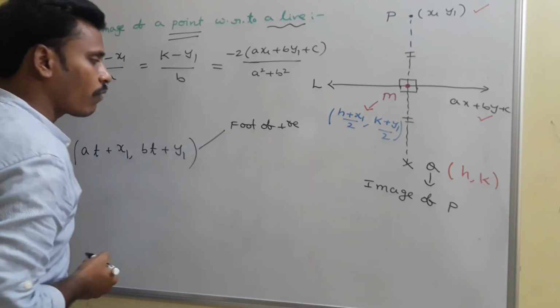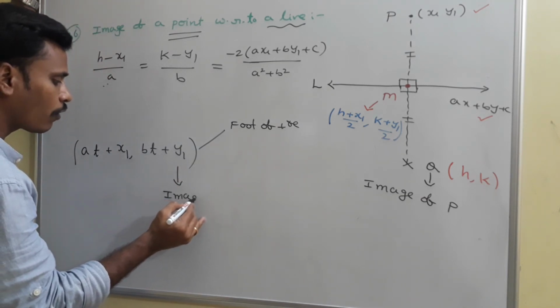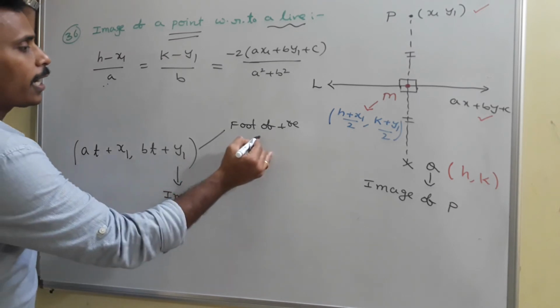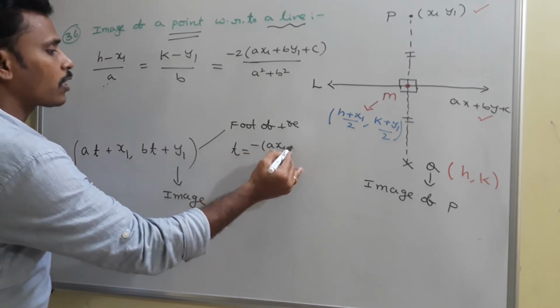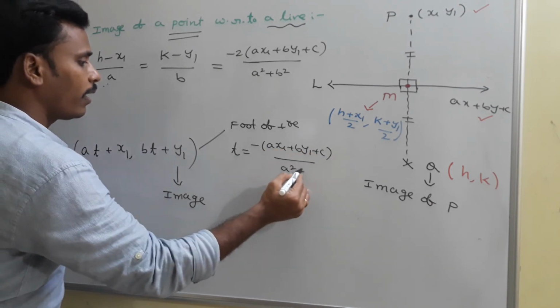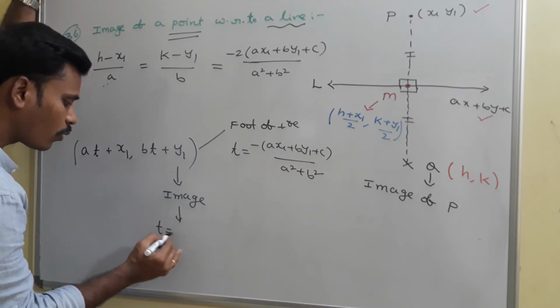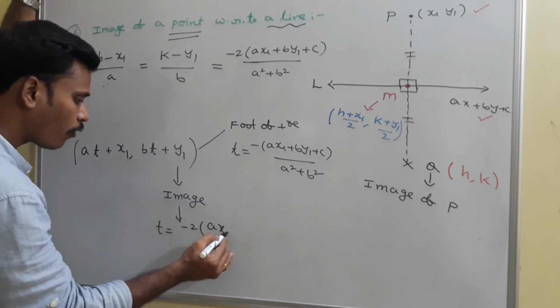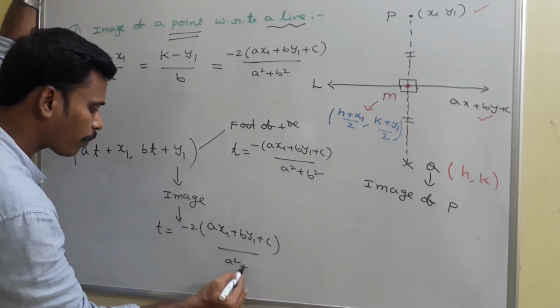of the point x1 y1 to the line, or this represents the image of the point x1 y1 with respect to the line. It represents the foot of perpendicular if t is equal to minus of ax1 plus by1 plus c divided by a square plus b square, and it represents the image if t is equal to minus 2 of ax1 plus by1 plus c by a square plus b square.